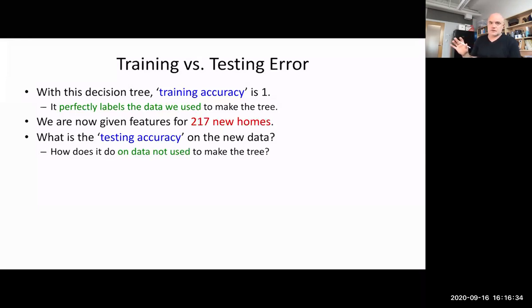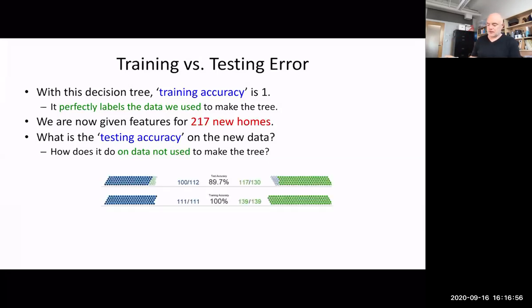Okay. So what does this training accuracy, which is perfect, tell us about our test accuracy? How are we going to do on the 217 new home features? In other words, how does it do on data not used to actually make the tree, data that wasn't used to train the model? In this particular case, it doesn't do perfectly. In fact, the test accuracy goes down.